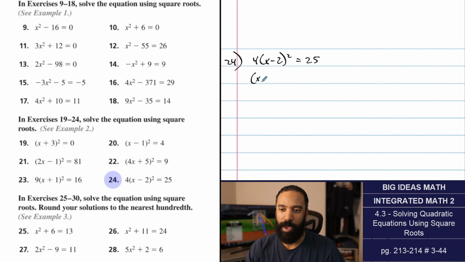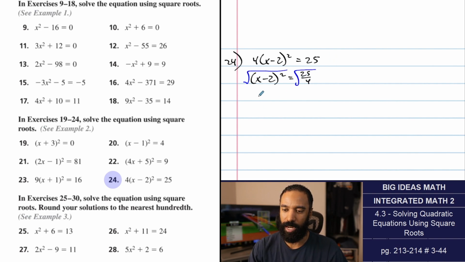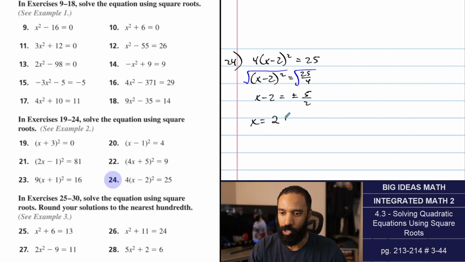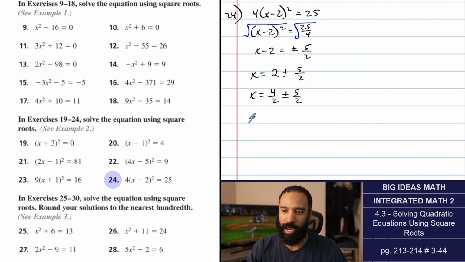Let's divide both sides by 4 before we take that square root. We will get 25/4. We cannot simplify or reduce that fraction. Let's take the square root of both sides. We get x minus 2 on the left. Plus or minus, square root of 25 is 5. Square root of 4 is 2 on the right. Let's add that 2 over, and we get 2 plus or minus 5 over 2. Or 2 is also 4 halves. 4 halves plus or minus 5 halves, which is also written as 4 plus or minus 5 all over 2.